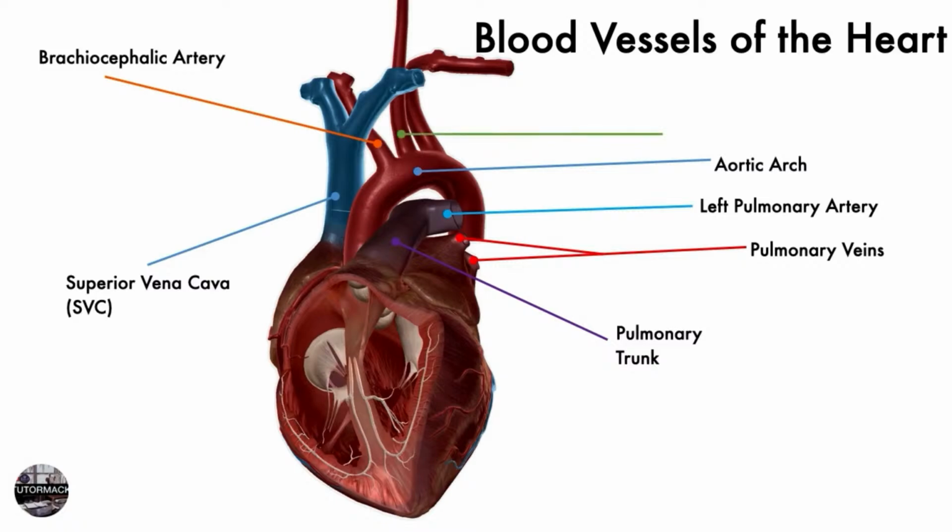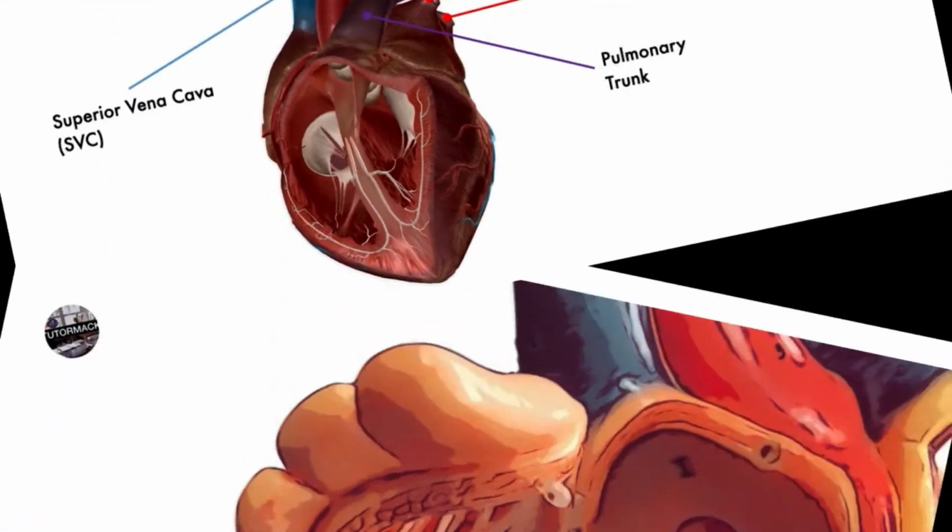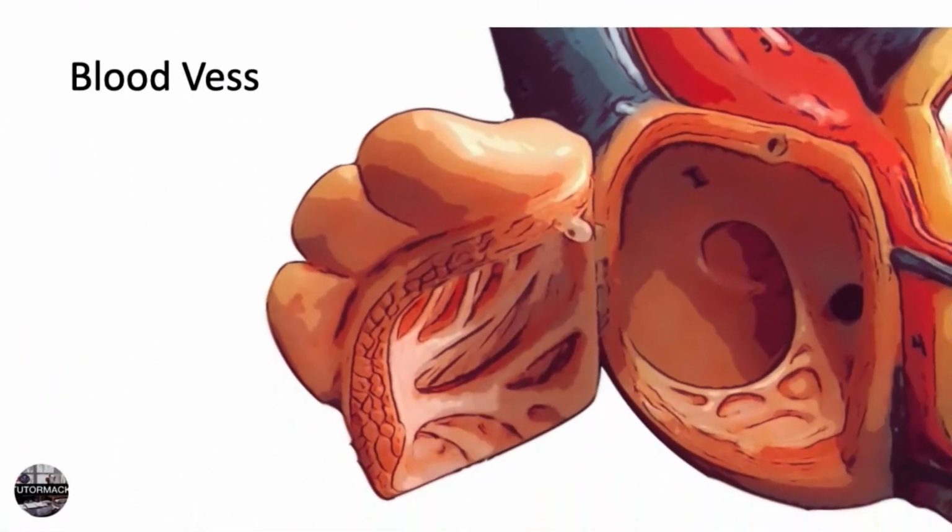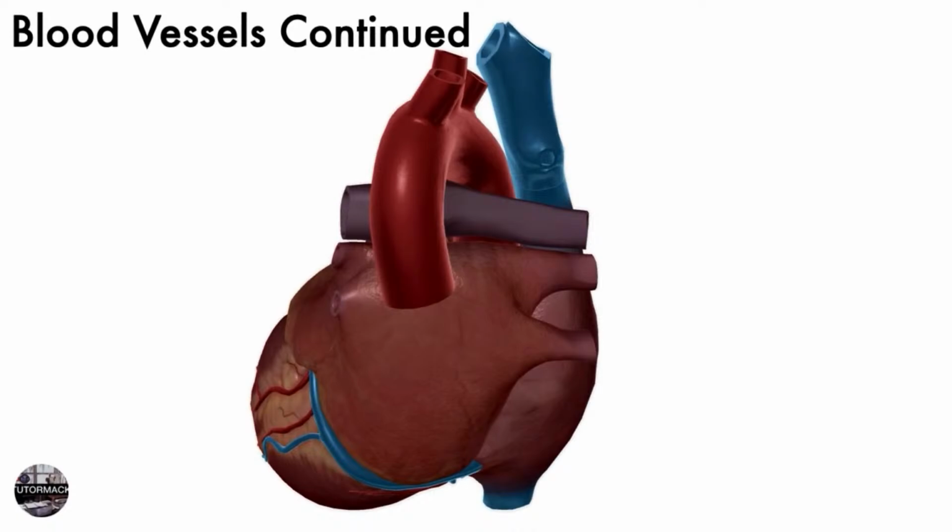About here, good, left common carotid artery. How about here? Good, left subclavian artery. Blood vessels, still talking blood vessels of the heart itself. What do we call that vessel there? That's right, coronary artery. Blood vessels continued. What do we got here? That's right, aorta.